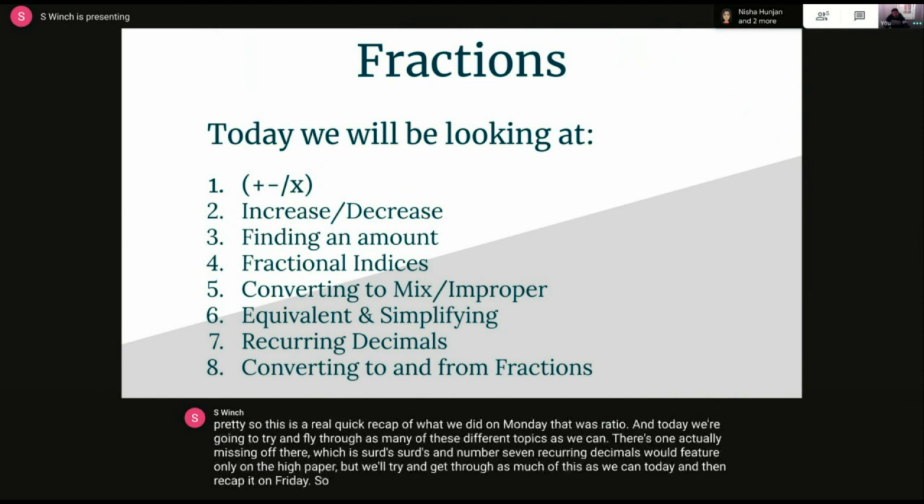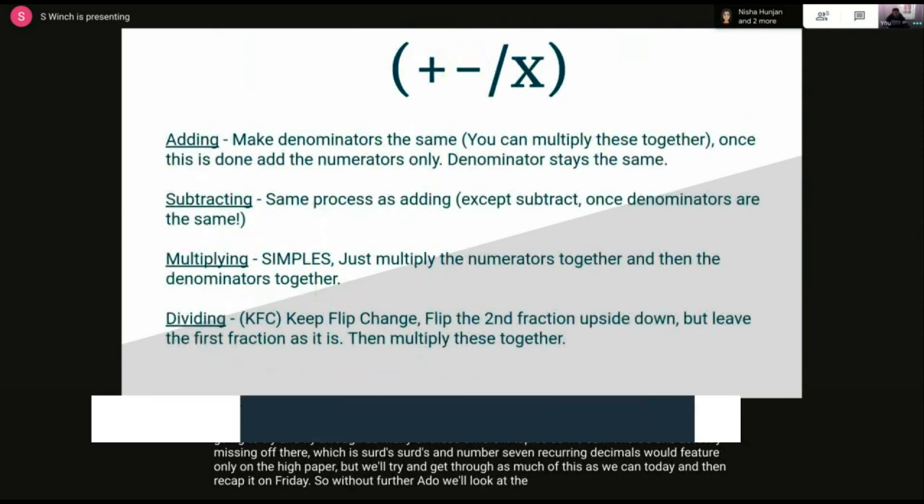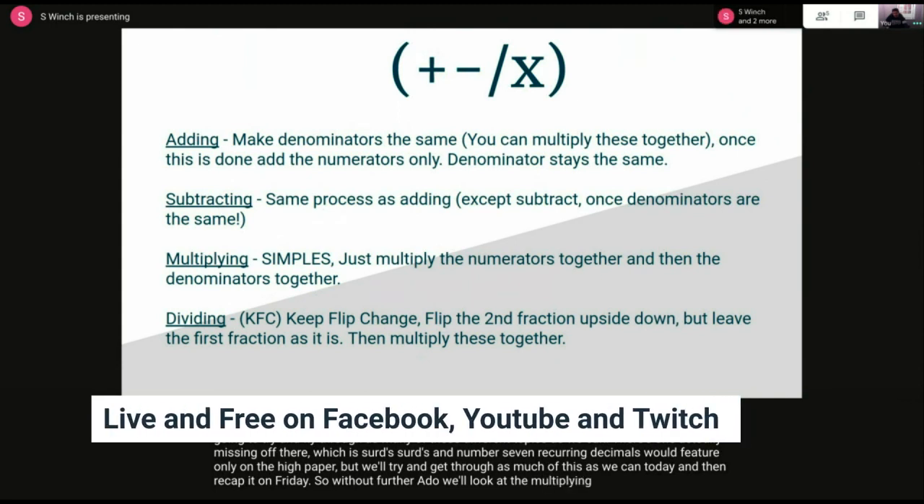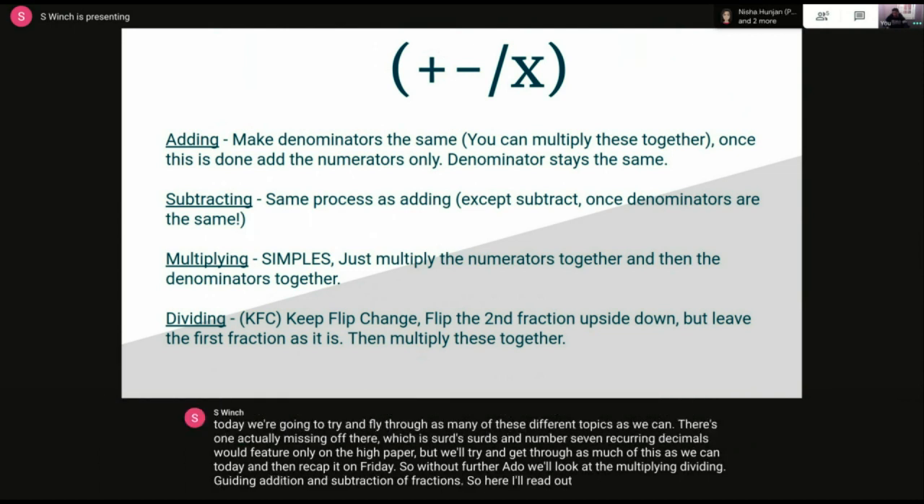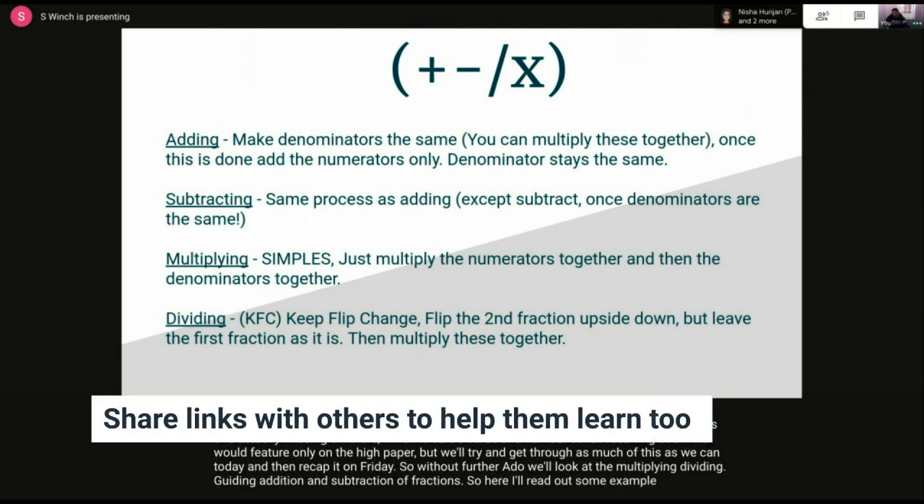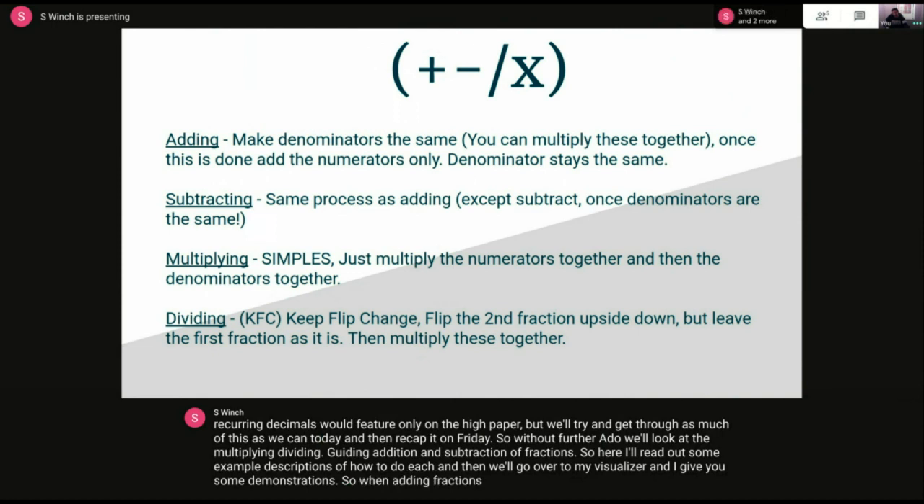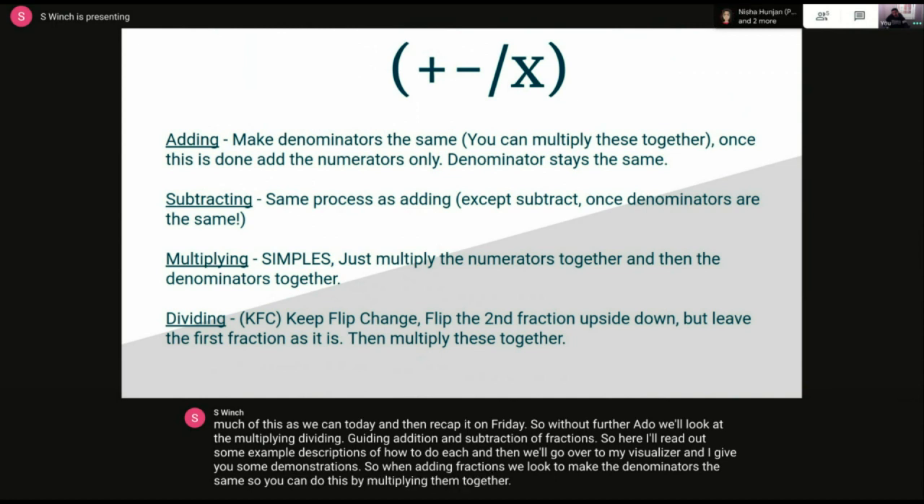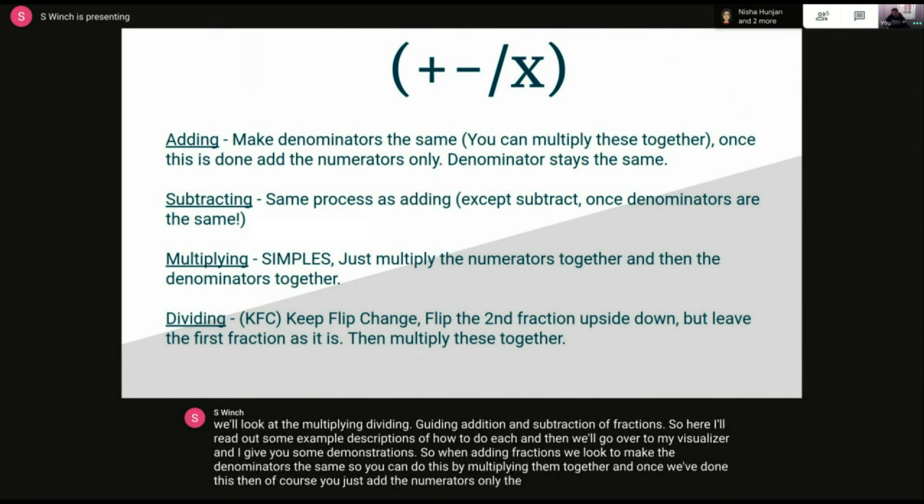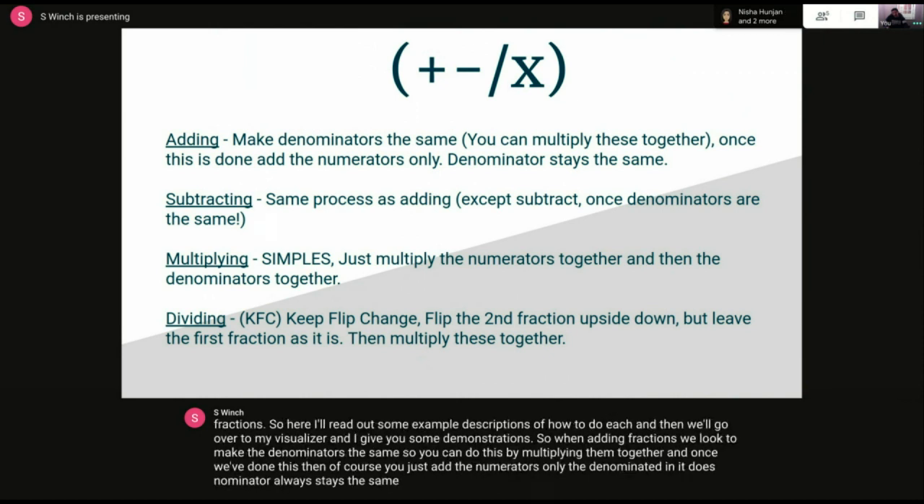So without further ado, we'll look at the multiplying, dividing, addition, and subtraction of fractions. Here I'll read out some example descriptions of how to do each, and then we'll go over to my visualizer and I'll give you some demonstrations. So when adding fractions, we look to make the denominators the same. You can do this by multiplying them together. And once you've done this, you just add the numerators only. The denominator always stays the same. And I'll give you a live example of that in a sec.